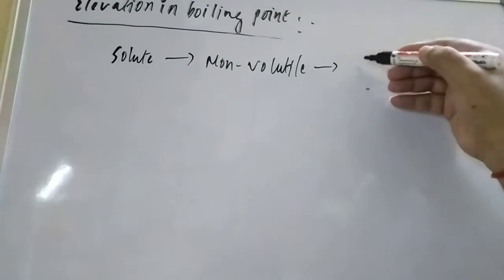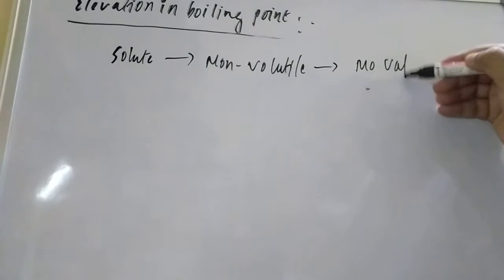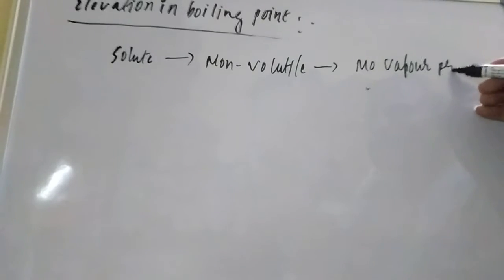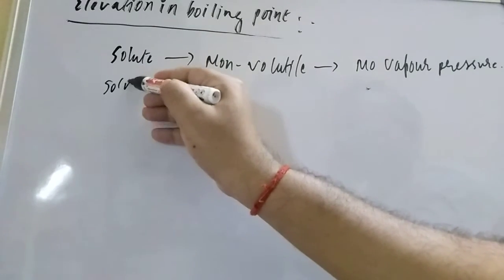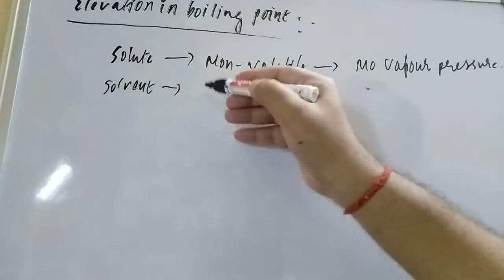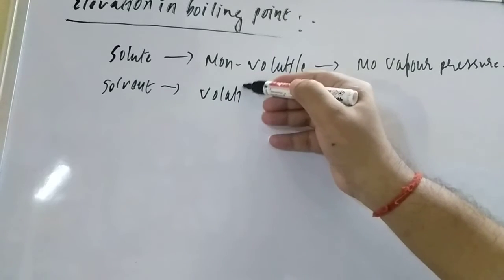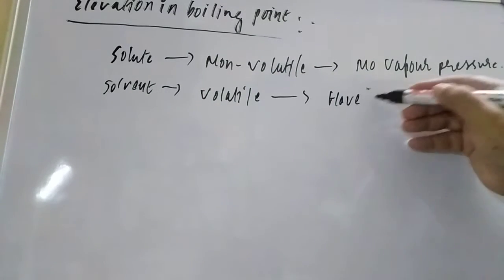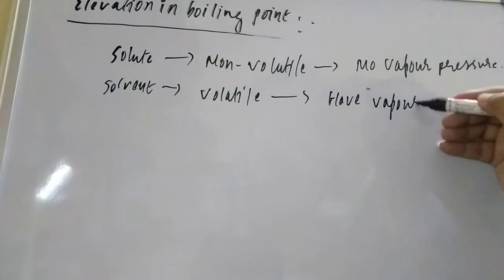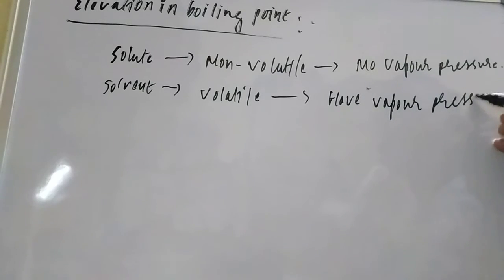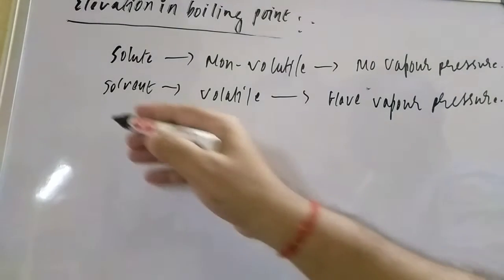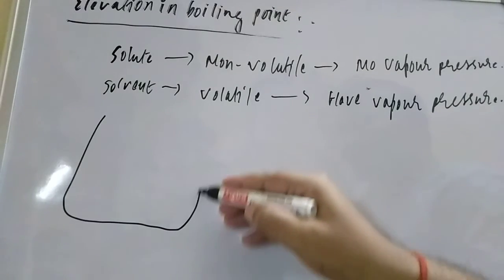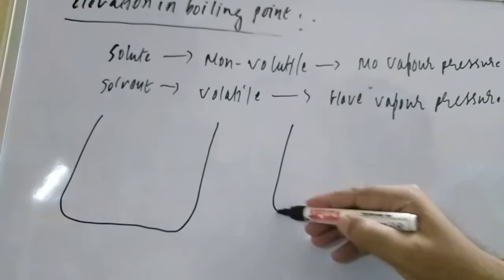Non-volatile means what, student? No vapor pressure. This is the case for the solute. When you are talking about the solvent, the solvent is volatile, so it has vapor pressure. Try to understand, student, I am going to explain with the help of a diagram, because this is quite a critical concept but an easy concept.